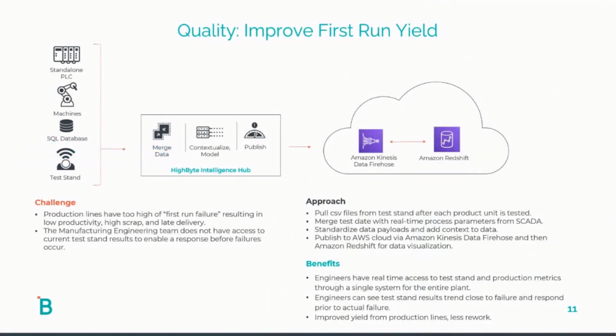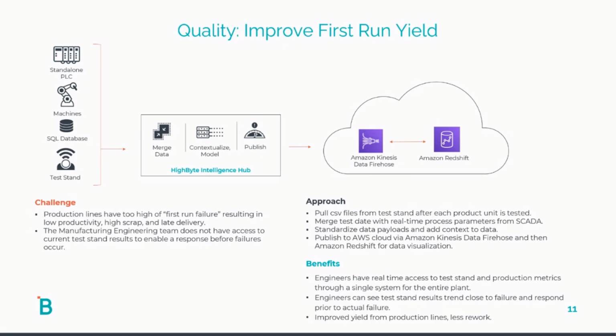The first use case that I want to talk about is a quality use case. We were working with an automotive tier 1 supplier, and they wanted to drive improving their first run yield, or their first pass yield. In their environment, they had industrial automation in place to build the parts, as well as some manual activities. At the end of a line, they had a test stand. In that test stand, they would test the parts. If it failed, it would get set aside, and if it passed, it would move on. And that's their first run yield.